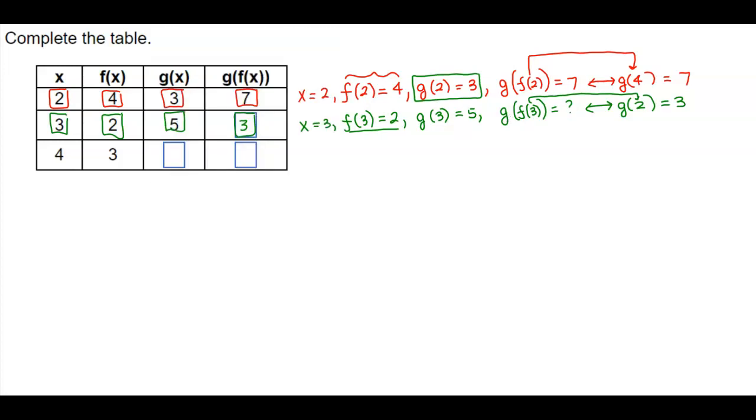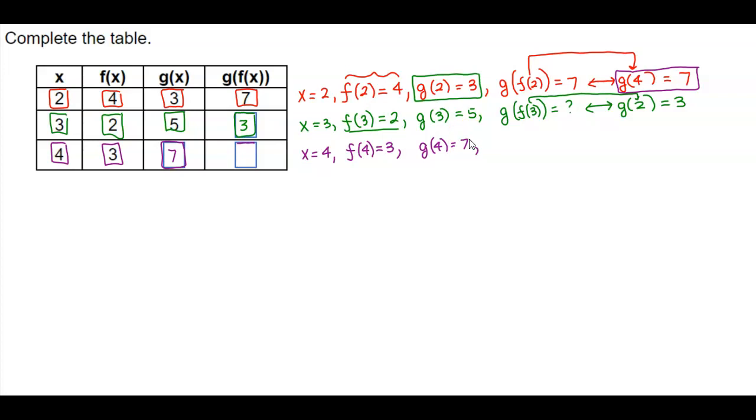Now let's take a look at the third row. It has an input of x equal to 4. So f of 4 is given, which is 3. Now we want to find out, what is g of 4? If we take a look up here in the first row, we were told that g of 4 is equal to 7. So that's how we get this answer. Therefore, that answer is 7.